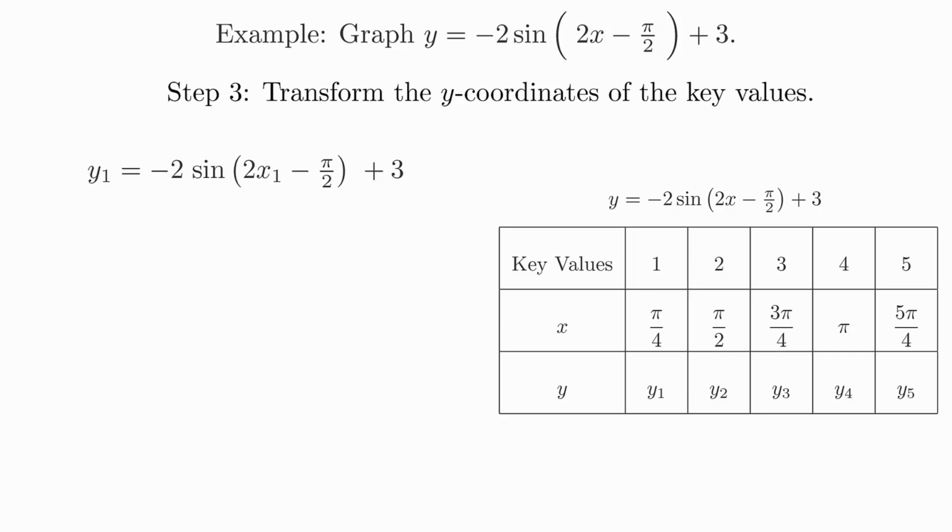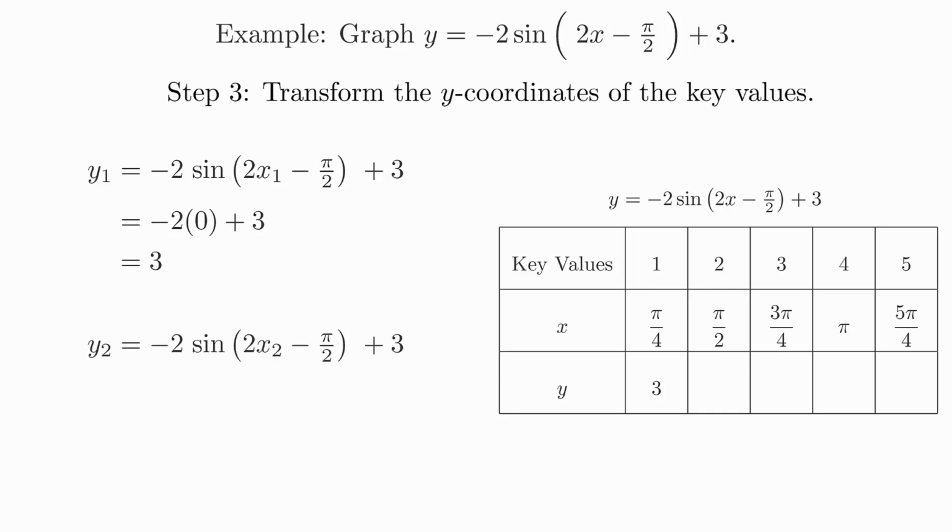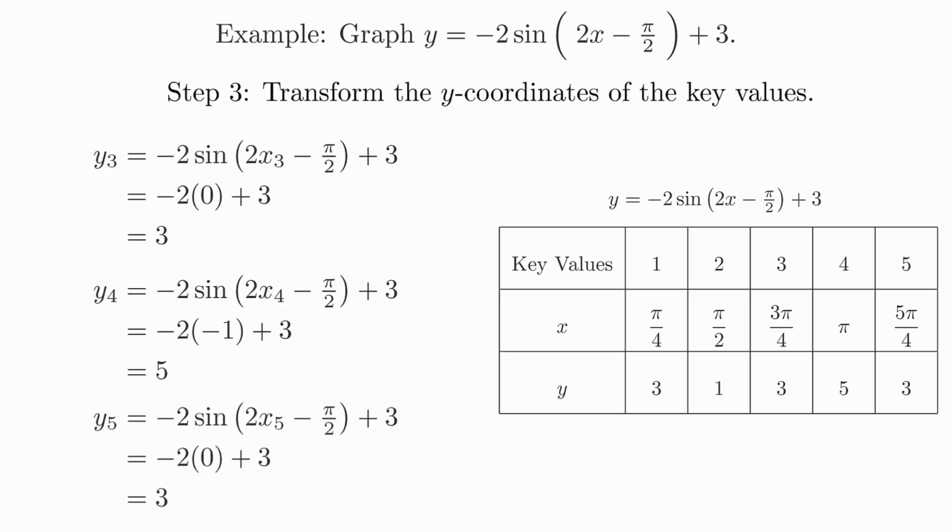For the first key value, the location is the midline, so the sine function evaluates to 0. And when we replace the entire sine term with 0, we get 3. This means that the y-coordinate for the first key value in the transformed function is 3. For the second key value, the sine term is 1, corresponding to the peak. And when we make the substitution and evaluate the value, we get 1. We can continue this process for the rest of the values and plug these numbers into the chart.